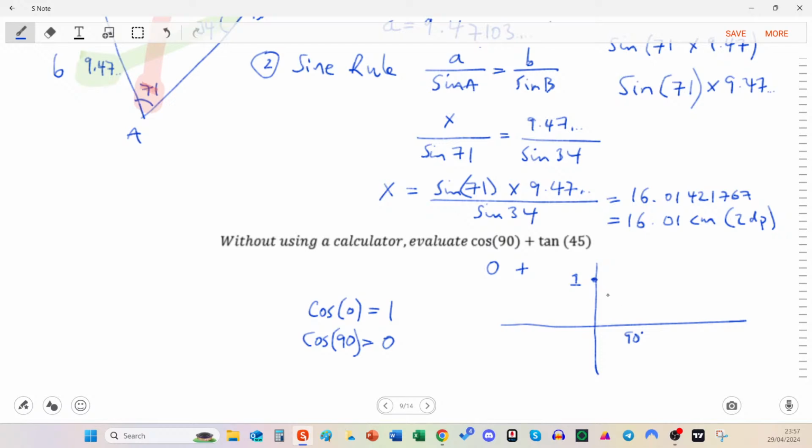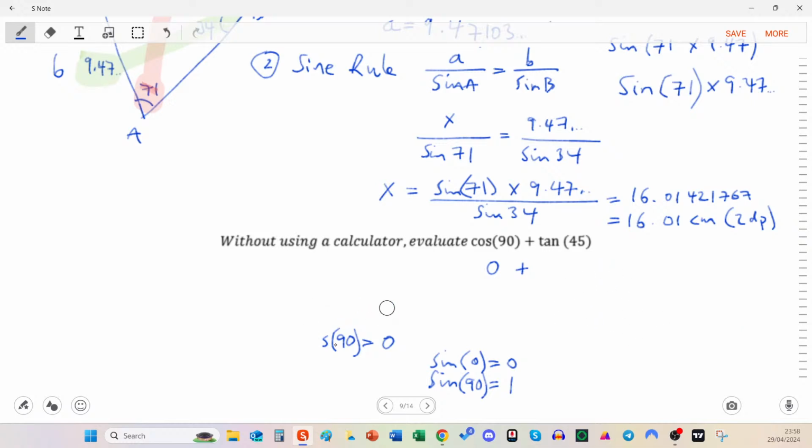With sine, it's the other way around. So it begins at the origin. So sine of 0 degrees equals 0. And by the time we get to 90 degrees, sine of 90 is 1. And they're very similar graphs, just shifted. So that's worthwhile to know and make notes. Tan 45 is a little bit different now.